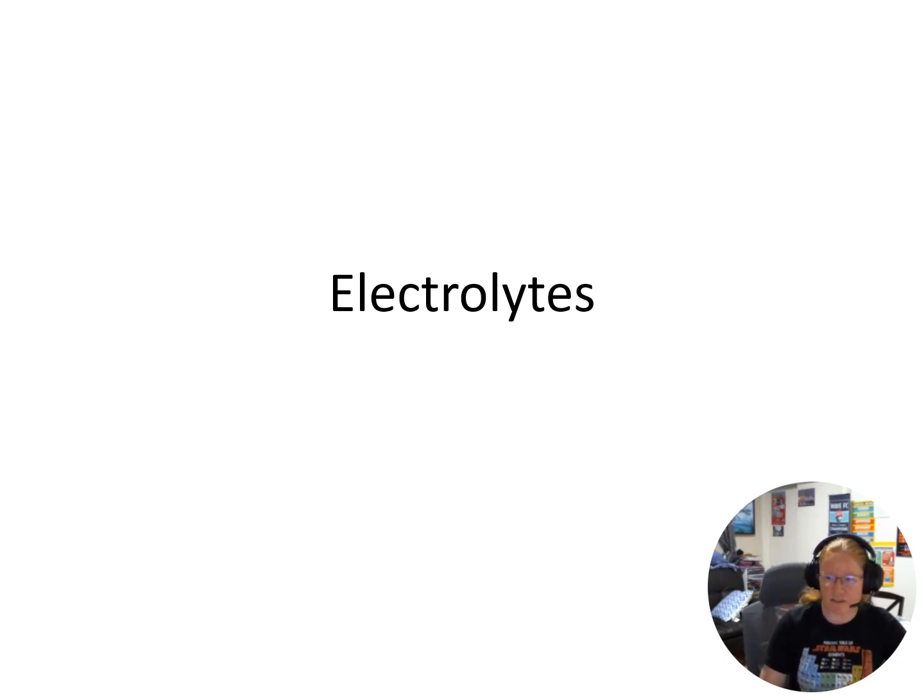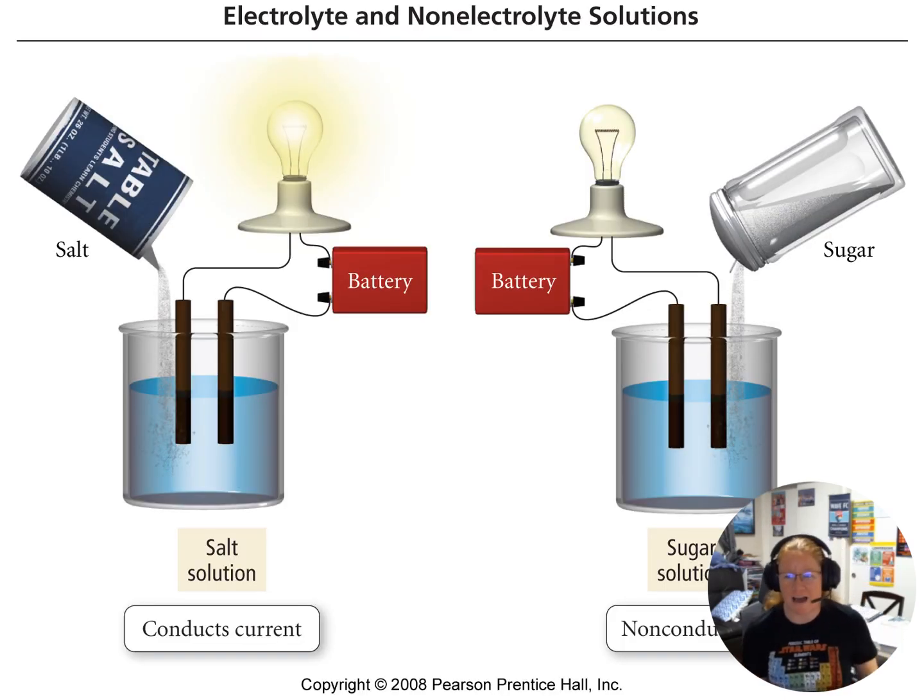So when we look at electrolytes, we're looking at a solution that will conduct electricity. The biggest thing that we need to understand about an electrolyte solution is that it has mobile charge. So it will be a solution that has dissolved ions in it. If I have an electrolyte solution, we've got dissolved ions, and those dissolved ions move around.